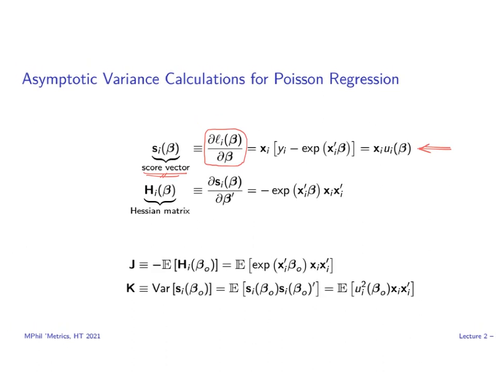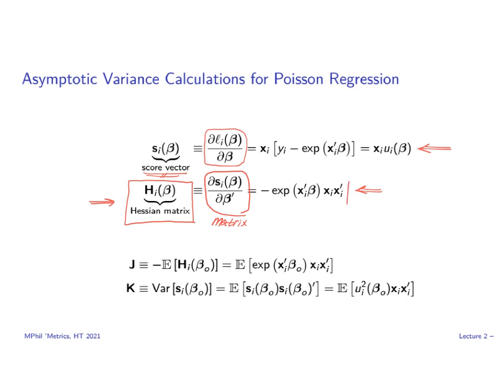It's also useful to have a name for the second derivative matrix of the log likelihood with respect to beta. We're going to call this the Hessian matrix. We'll use that name, and we'll use the notation H throughout these lectures. This is defined as the derivative of the score vector with respect to beta prime. And for the Poisson regression model, we see that the Hessian matrix takes the form negative e to the x prime beta times the outer product of x prime.